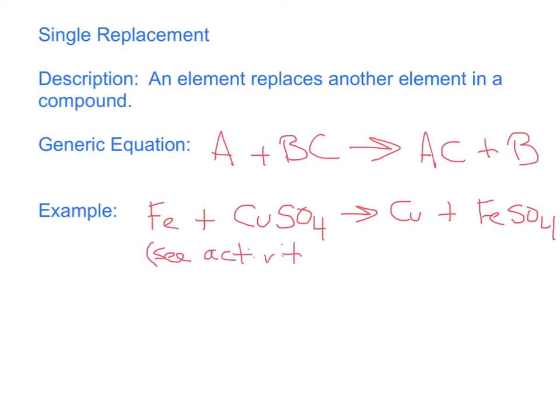Because you can't just put any random element with a compound. If you have a more active element as the loner, and a less active one in the compound, then the reaction will go. Copper is more stable as an element than iron is, I guess is a way to put it. Okay, so, see activity series. But that's a little more advanced topic. We'll maybe talk about that in AP chemistry, if you take that. All right, next one.